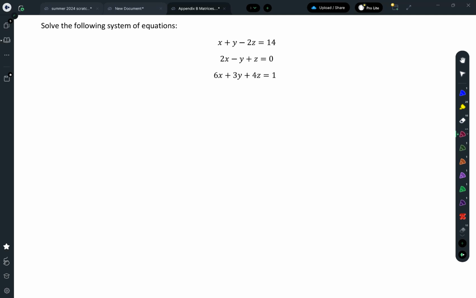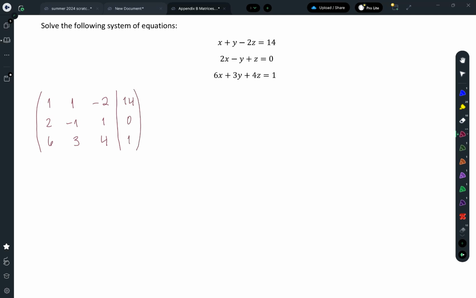So when I write out my matrix, my first column has the coefficients of x's. So I have 1, 2, and 6. The second column has the coefficients of the y's. So I have 1, minus 1, and 3. The third column has the coefficients of the z's. So minus 2, 1, and 4. Then I do an equal bar. That gives my eyes something to notice. Like that's my equal bar. So variable coefficients are on the left, and on the right are the constants that were on the other side of the equal sign. So I have 14, 0, and 1.